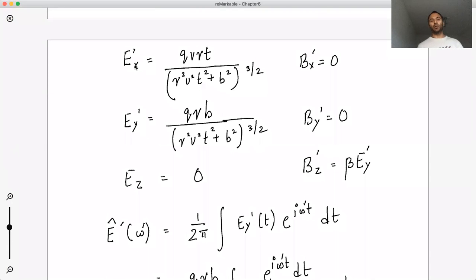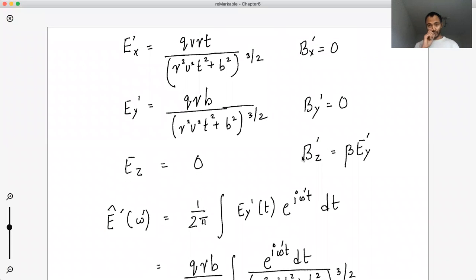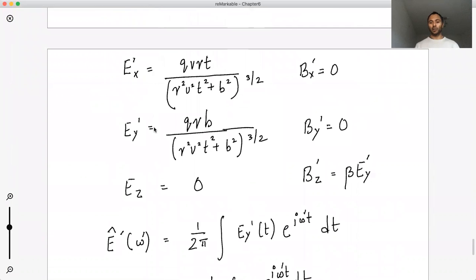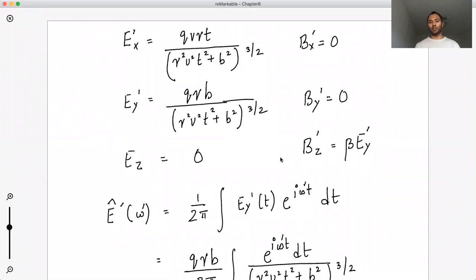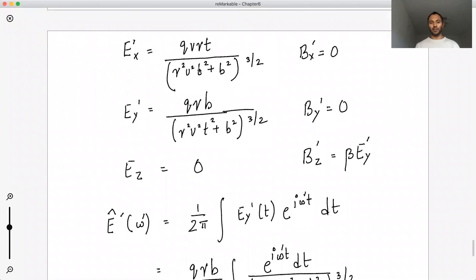Okay, so you had an X component of the electric field, a Y component, no Z component, and then you had a magnetic field. Now, of course, the magnetic field is not important for us because the electron is at rest, so it's not going to experience a magnetic Lorentz force. So we only have to worry about these electric fields here.